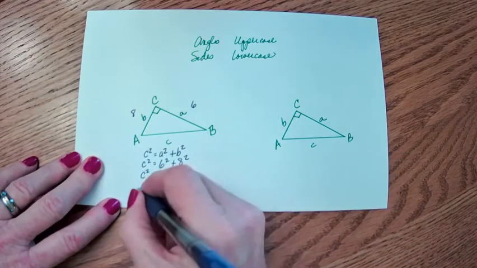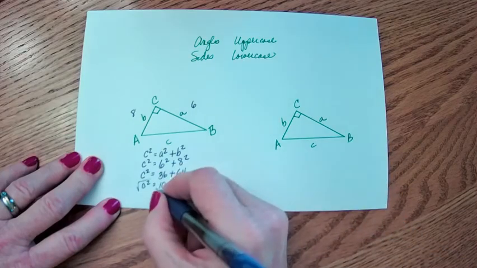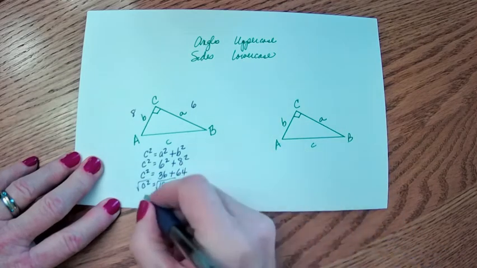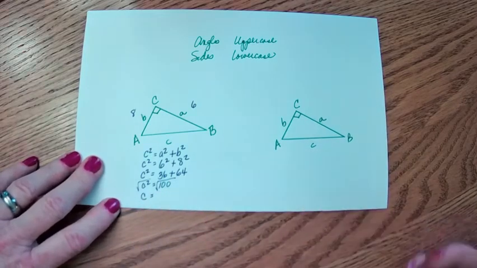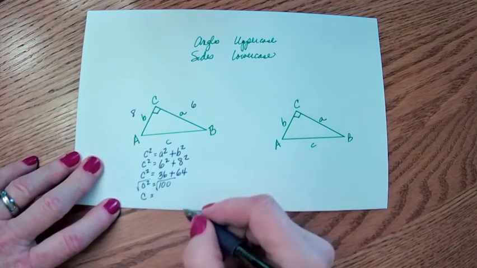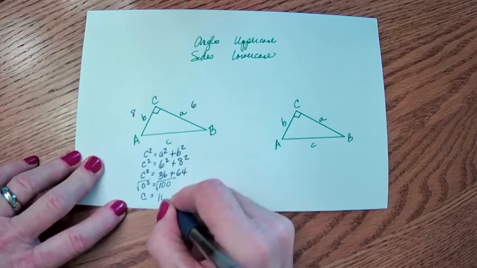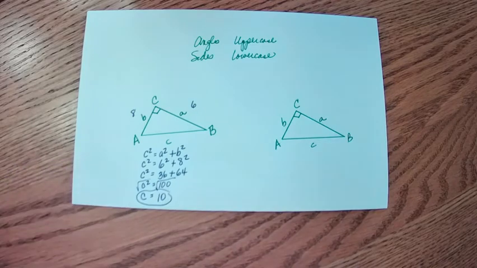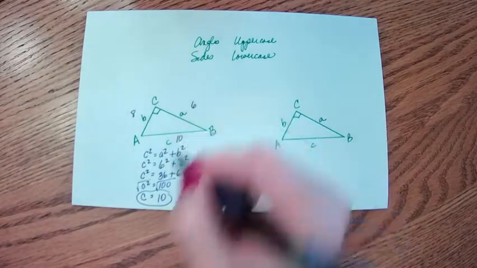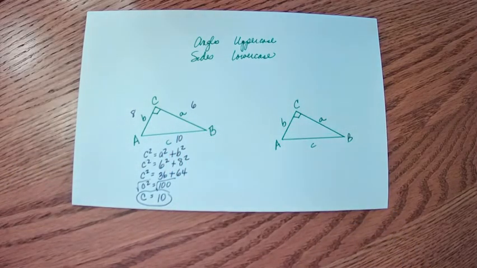And if I want to get C by itself, I'm going to take the square root. And on your calculator, if you don't know the square root of 100, if you put the square root of 100, you'll see it's the number 10. It exactly equals the number 10. So in this triangle, C would have a length of 10.